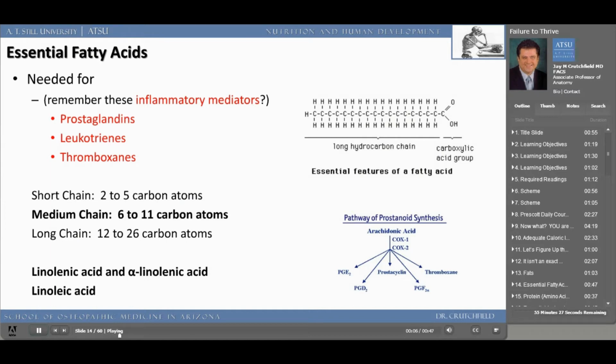Well, first of all, you remember these inflammatory mediators, the prostaglandins, leukotrienes, and thromboxanes? These are all made from essential fatty acids, arachidonic acids. Medium-chain triglycerides, 6 to 11 carbon atoms, are the usual source of fats that the human can use. Linolenic acid and alpha-linolenic acid, as well as linoleic acid, are considered the essential fatty acids. So, if we can supply our body with linolenic acid, linoleic acid, and alpha-linolenic acid, we can manufacture most of the fats that our body needs to make these inflammatory mediators.